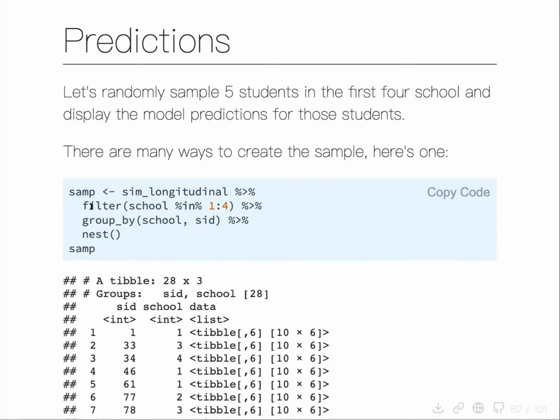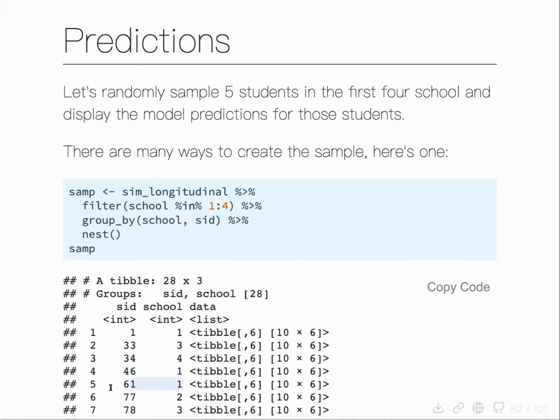For each time point. So what I'm doing here is I have sim longitudinal and I'm gonna filter where school is in 1 to 4. So these are my first four schools. And then I'm gonna group by school ID and SID and I'm gonna call this function nest, okay? This is, I'm guessing for most of you, brand new. You've probably not seen this before. It's a sort of strange data format when you first see it, but it's really useful in a lot of different ways. What we end up with is a row for every combination of a given SID and a given school. So every SID and school.